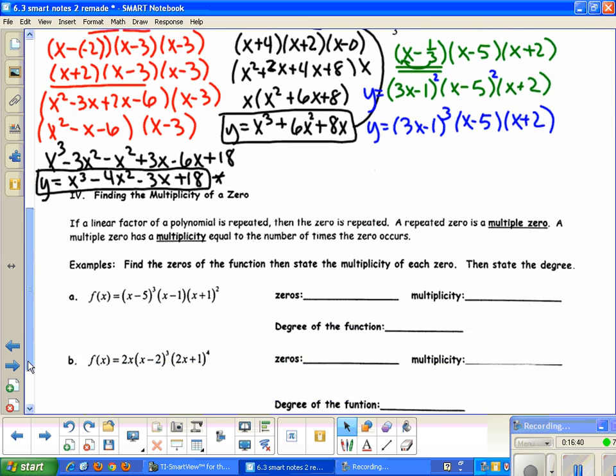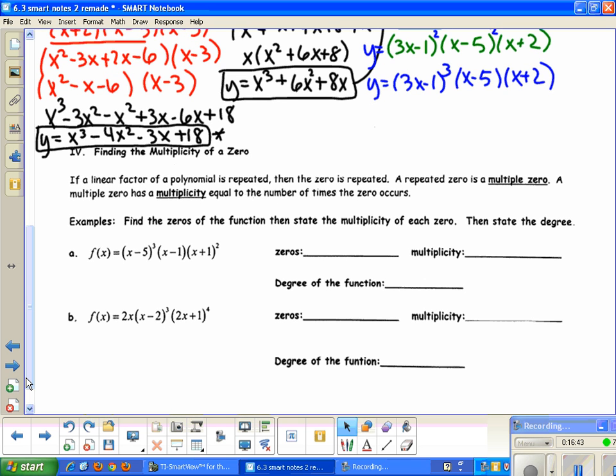So for the next part, we want to find the multiplicity of a 0. If a linear factor of a polynomial is repeated, then its 0 is repeated. A repeated 0 is a multiple 0. A multiple 0 has a multiplicity equal to the number of times it occurs. So for these examples, it says find the zeros of the function and state the multiplicity of each 0, and then state the degree. Now, the zeros are easy to find.